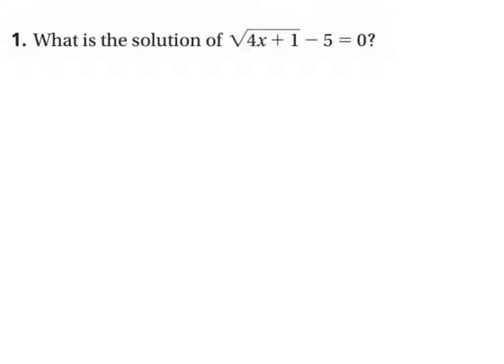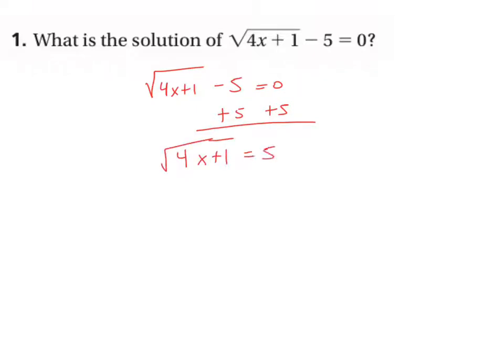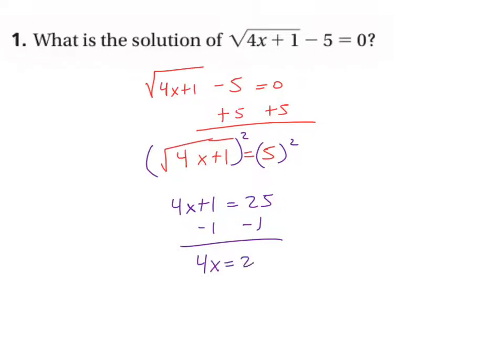It says, what is the solution to the square root of 4x plus 1 minus 5 equals 0? First thing, we're going to move the 5, so we'll add 5 to the other side. So the square root of 4x plus 1 equals 5. To get rid of the square root in this case, we're going to square both sides. So 4x plus 1 equals 25. We'll then subtract 1. We've got 4x equals 24, divide by 4. And in this case, x equals 6.